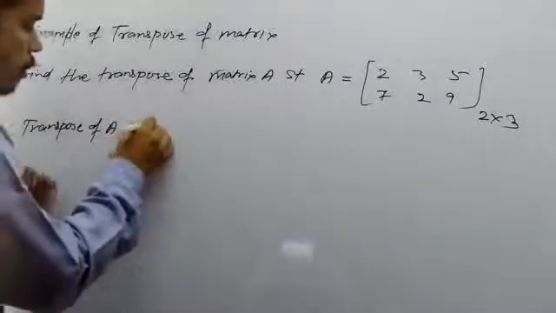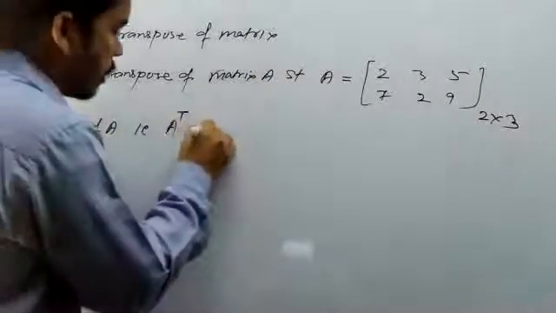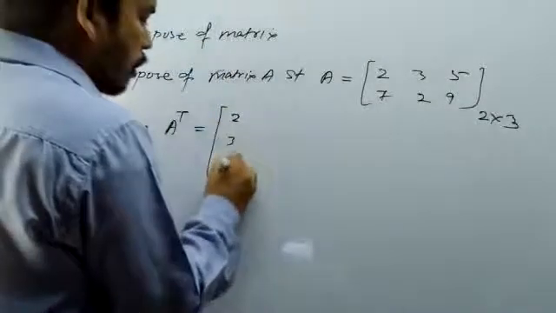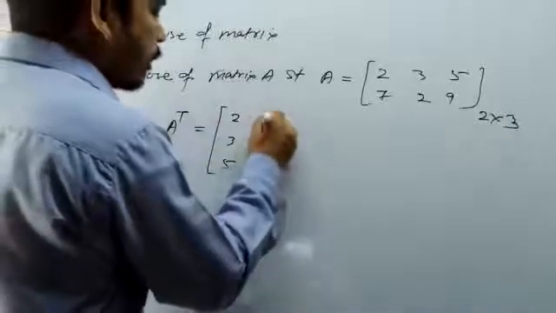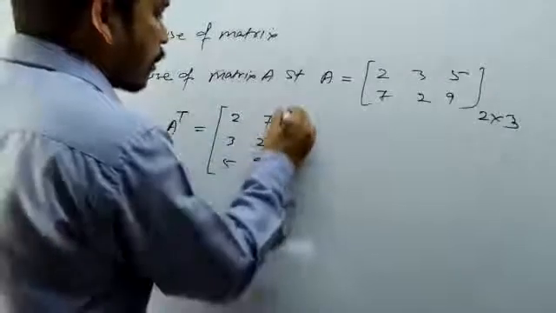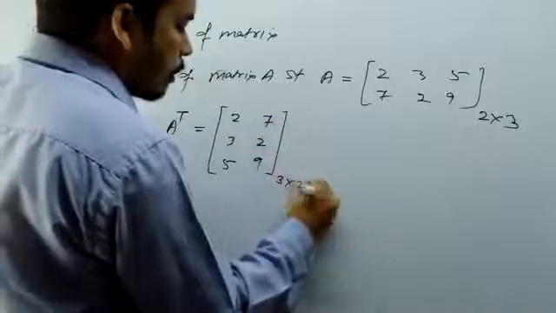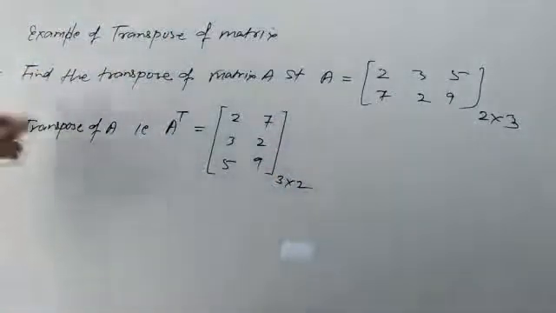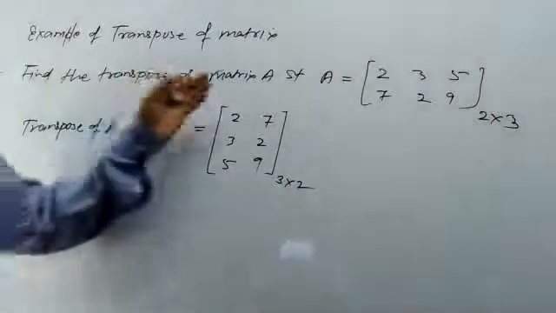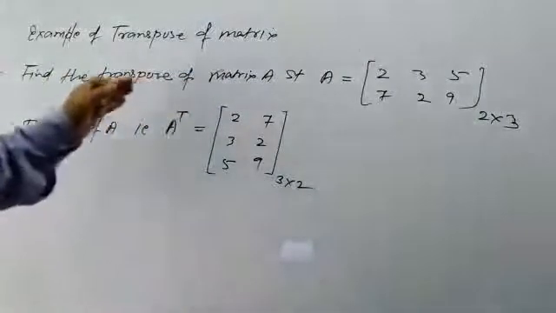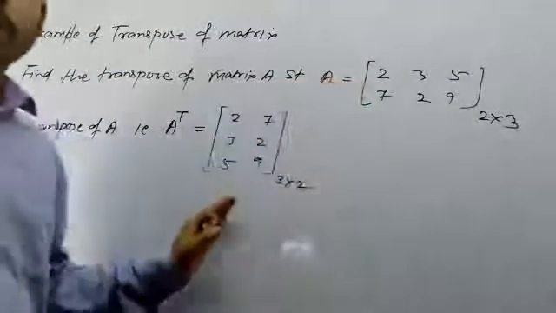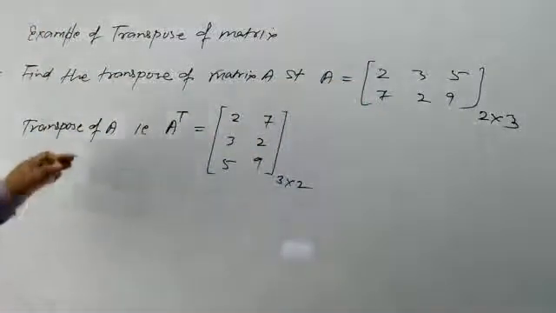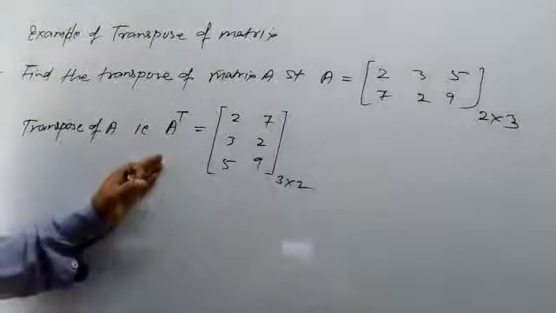Transpose of A, that is A^T, is equal to [2, 7; 3, 2; 5, 9]. This will be of order 3 cross 2. So this is the basic example of transpose of matrix. How will you find the transpose? The matrix obtained by interchanging rows into columns is known as transpose of matrix, and these are simple examples. You can solve it.